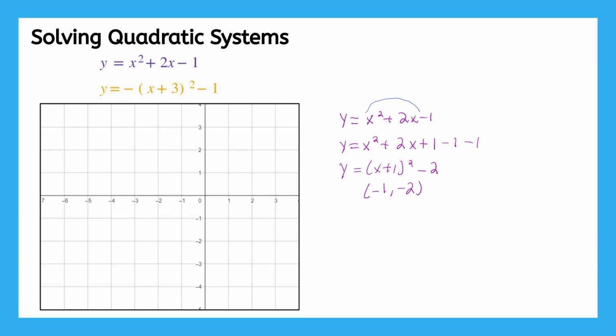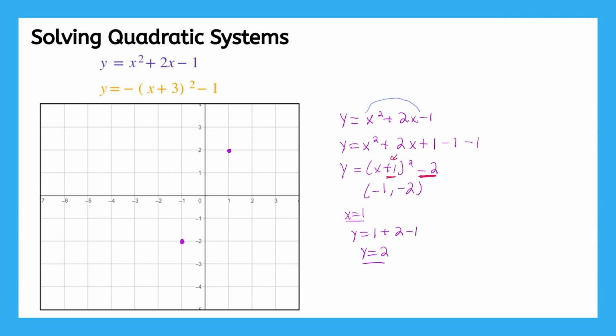So let's go ahead and start graphing. Negative 1, negative 2, right here. Okay, now that we have a vertex, we just need another point to help us graph it. Let's use x equals 1 as a simple number. We get that y is equal to 1 plus 2 minus 1. And we get the nice whole number of y is equal to 2. So therefore we have the point 1, 2.